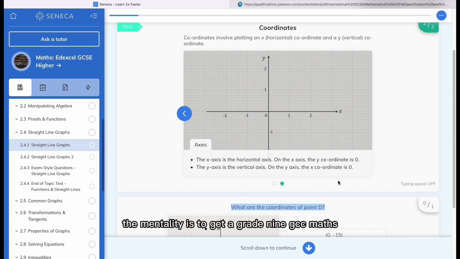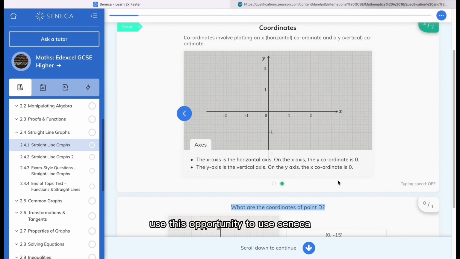The mentality is to get a grade 9 in GCSE maths. It's not about how your teacher's going to think of you. It's not about how your friends are going to think of you, as if you're acting very cringy. If I knew some slang words which everyone will understand, then that's something I would take, if you understand what I mean. It's not about being that guy that everyone finds a little bit weird. You don't want to be that. You're doing this all to get a grade 9 at the end of the day in your GCSE.